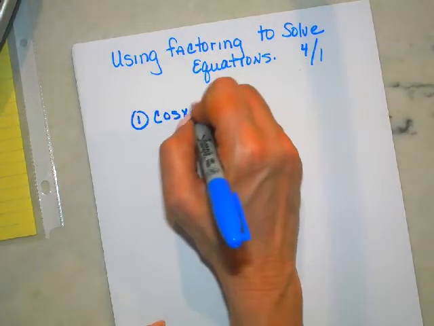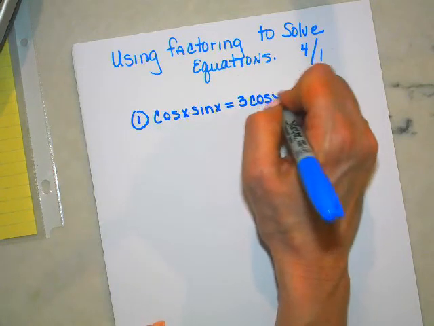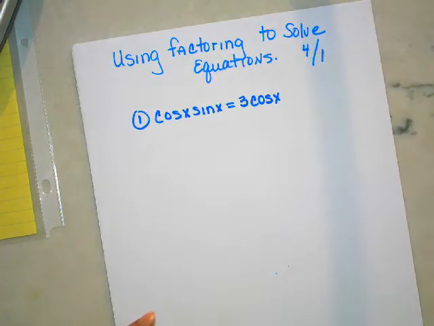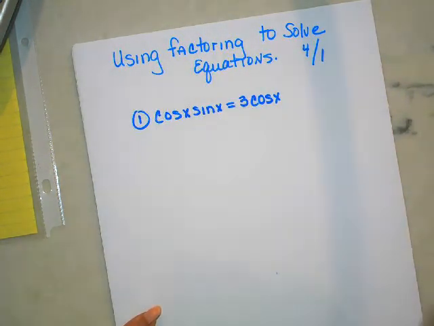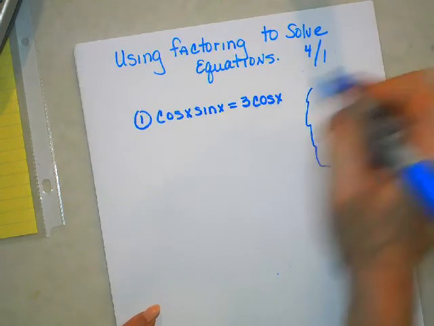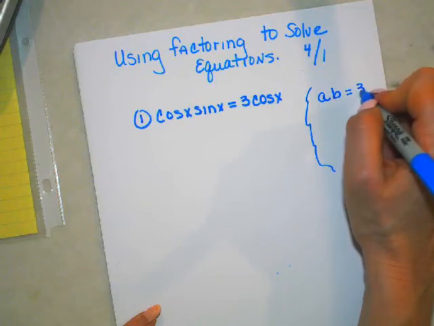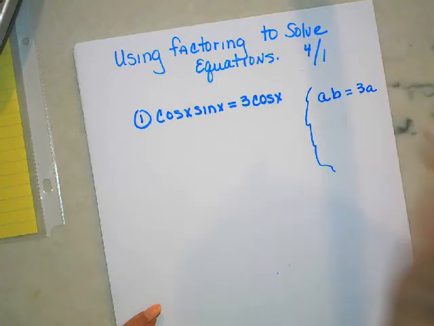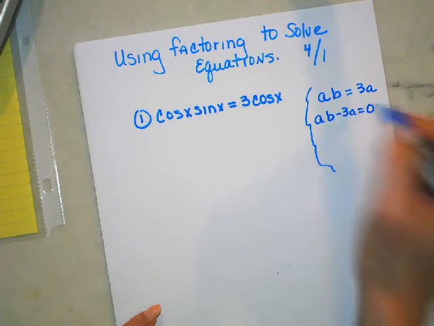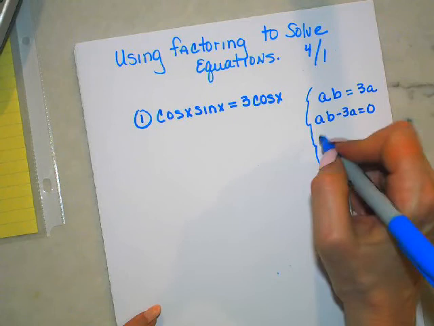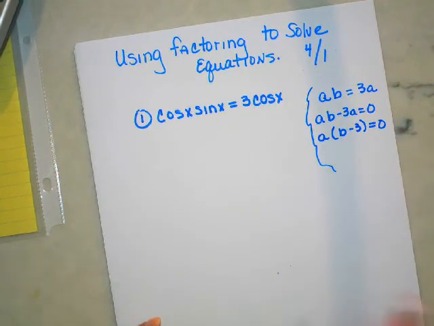cosine x sine x equals 3 cosine x. Okay? Now you look at this and you're like, what? But think of it this way. Think of cosine and sine as two different variables. Think about it in your head as if cosine was, let's say, A, and sine was B, equals 3 cosine is A. If you had to solve this, you would bring everything to one side, set it equal to 0, and then you would use the greatest common factor of A and factor that out. That's what you're going to do here with words.